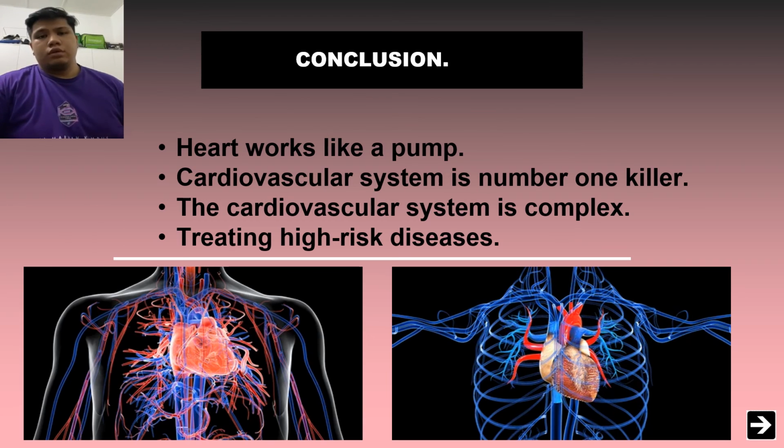Conclusion. The first point I can say is the heart works like a pump, which provides nutrients to every organ, tissue and cell throughout your body. In turn, your cells dump waste products like carbon dioxide back into your blood to be returned to your heart. The second point is that cardiovascular disease is the number one killer.